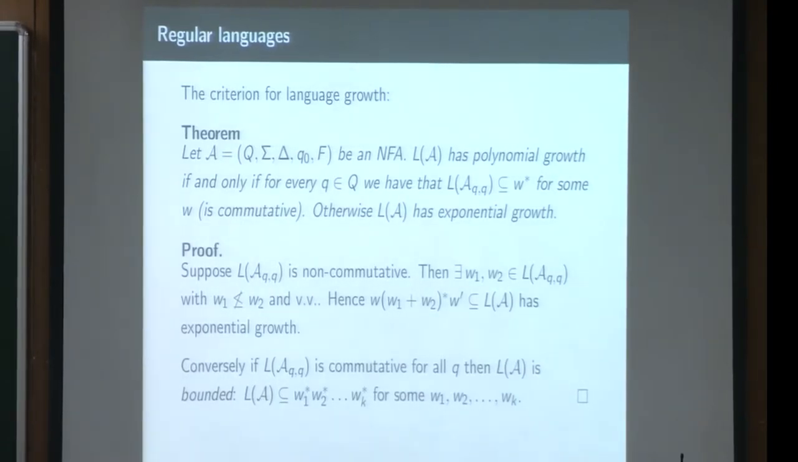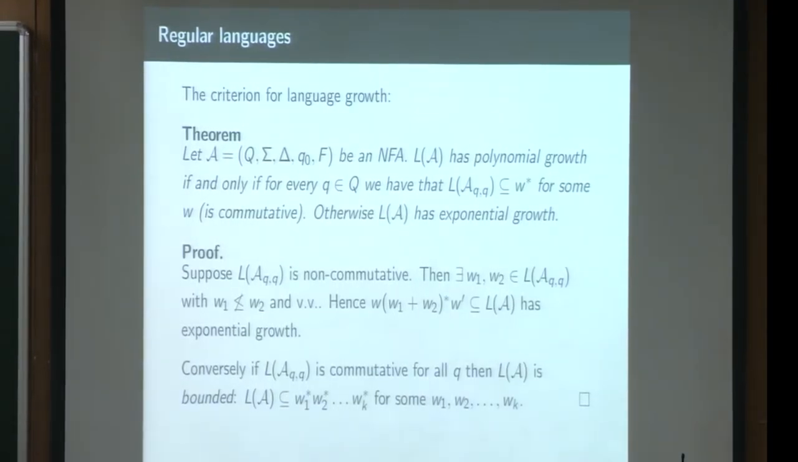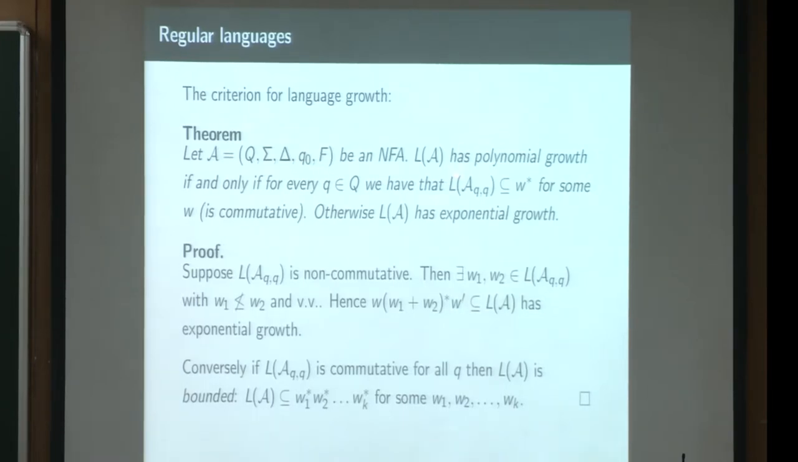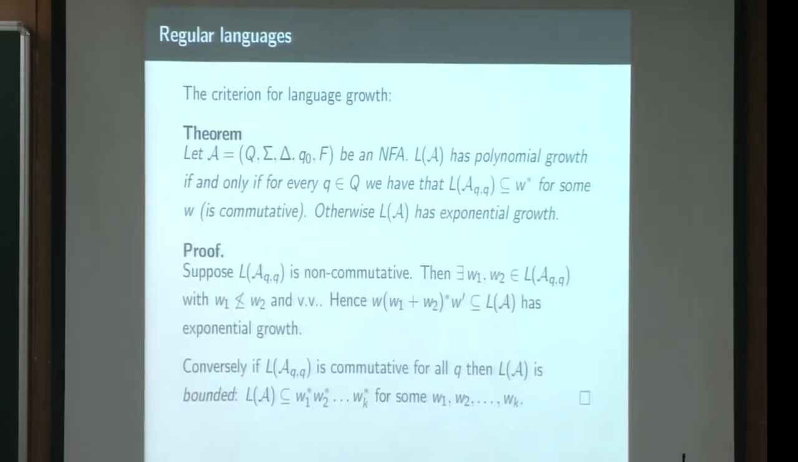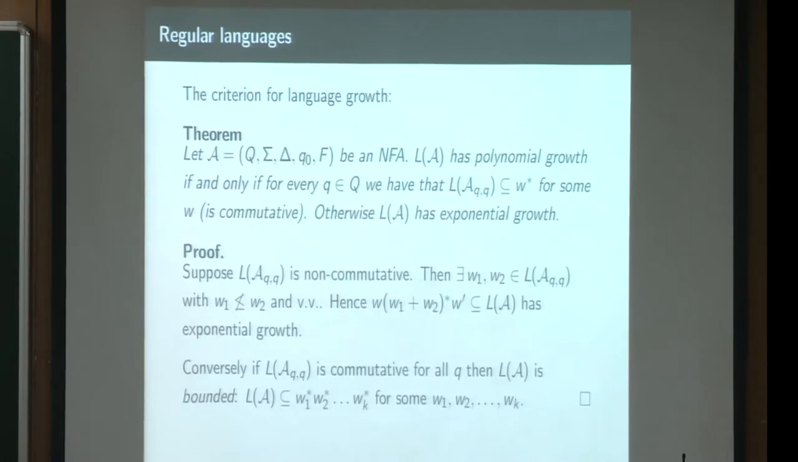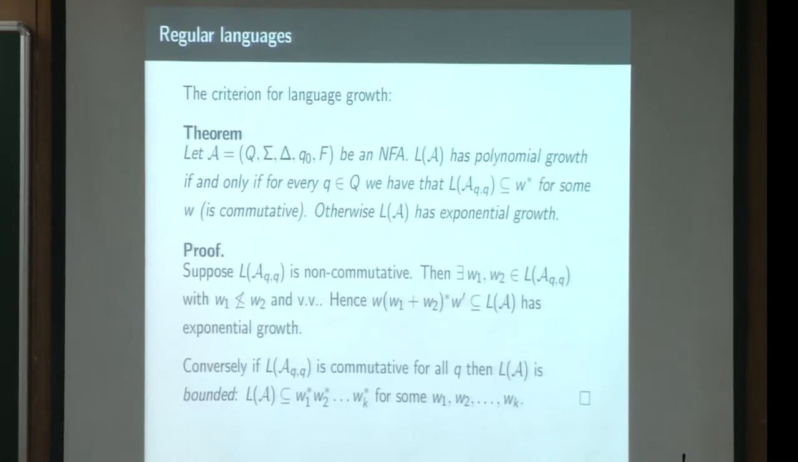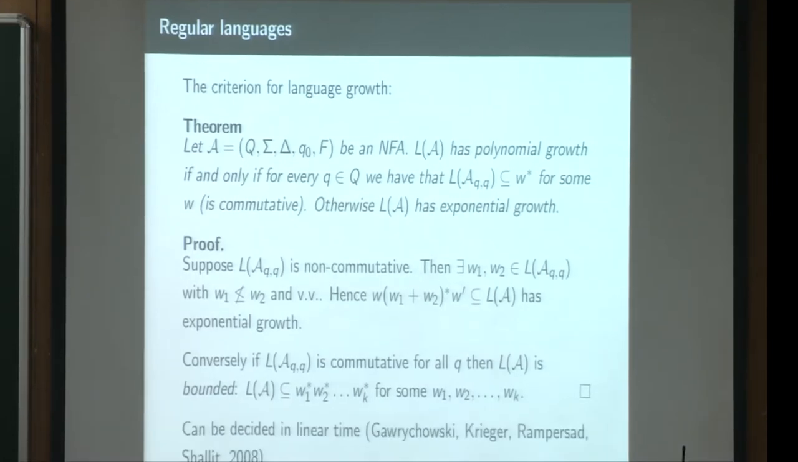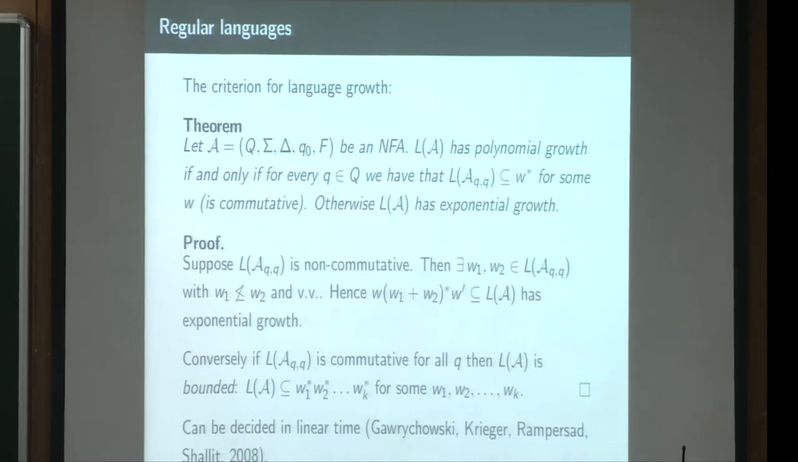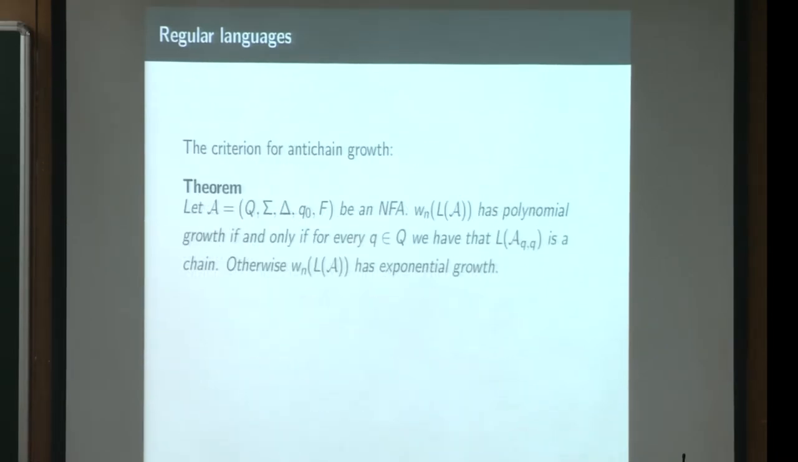So in some sense, if we want to make a similar argument, we need a sort of partial order version of being commutative. So we're going to want some condition on LAQQ which ensures we have polynomial antichain growth, and which, if it fails, gives us exponential antichain growth. And it turns out that what you want that condition to be is LAQQ being a chain, so every two elements of LAQQ being comparable.